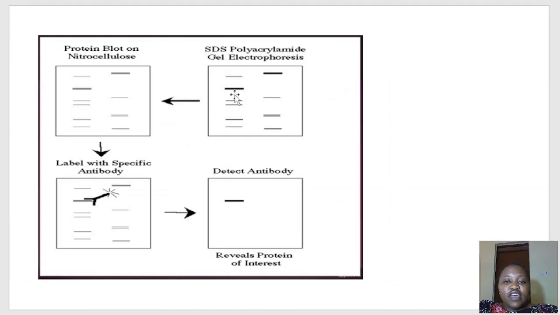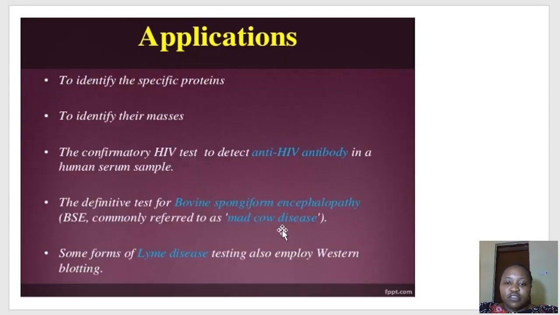Again, you have done your SDS-PAGE gel electrophoresis, done the blotting on nitrocellulose, labeled. You can also do direct. You can see now here we have a direct primary antibody conjugated to your enzyme, and you can now see that particular protein.